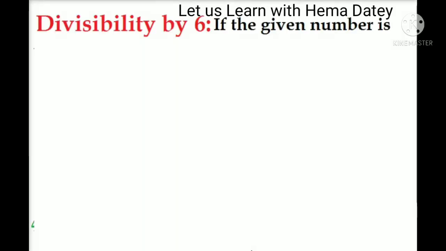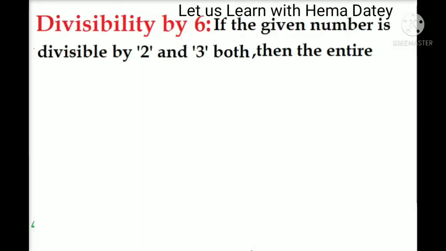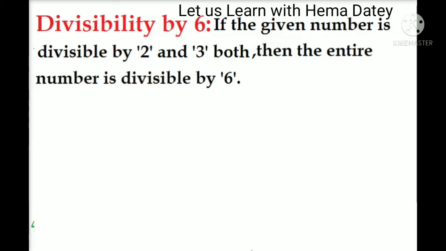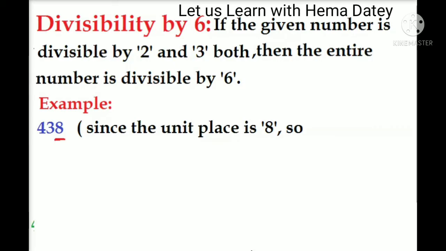Let's see divisibility test by 6. If the given number is divisible by 2 and 3 both, then the entire number is divisible by 6. Example, 438 is the number. The unit digit is 8. Since the unit digit is 8, so 438 is divisible by 2.